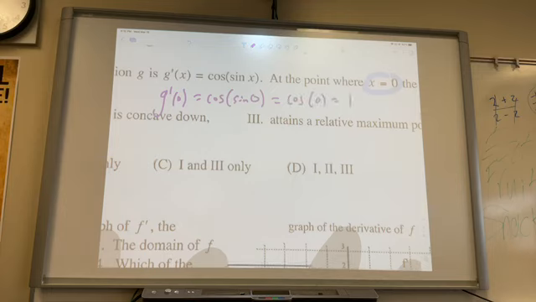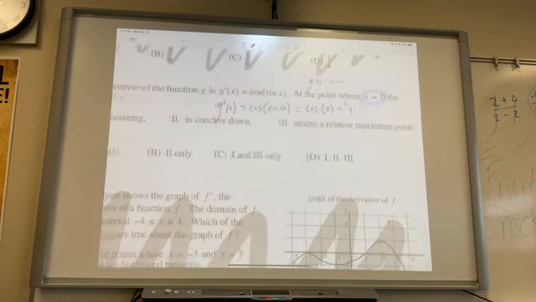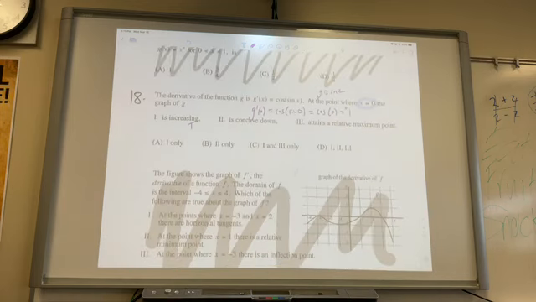Okay, so guys, let's go. If the derivative at 0 is 1, which is a positive number, what does that tell me about the function? G is increasing. Yes? Okay, cool. So that's true.